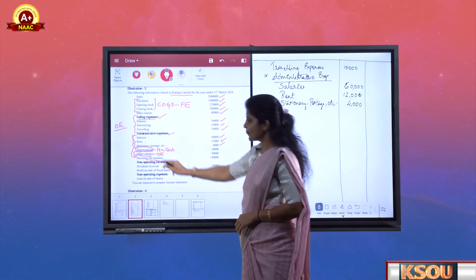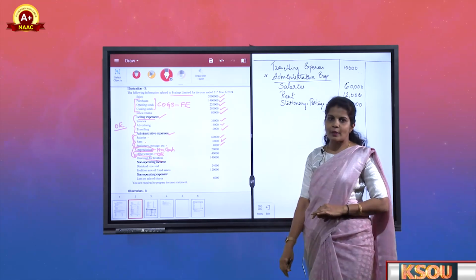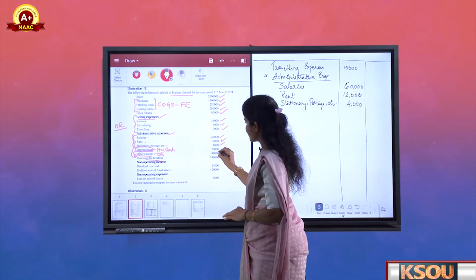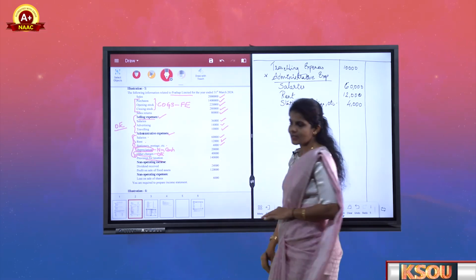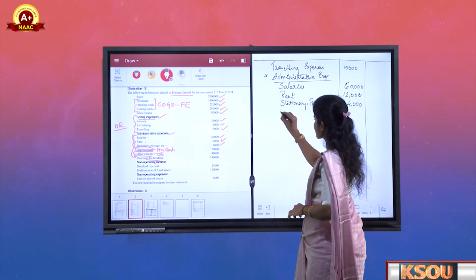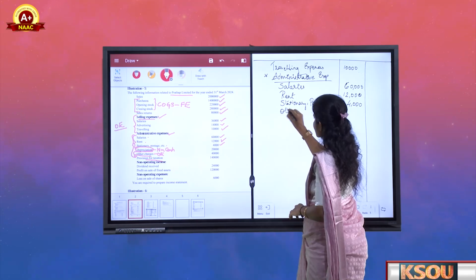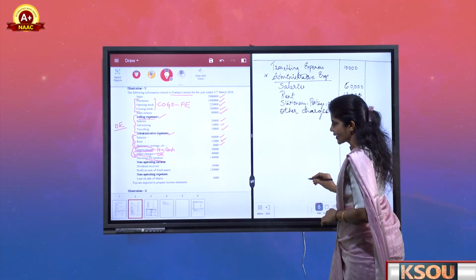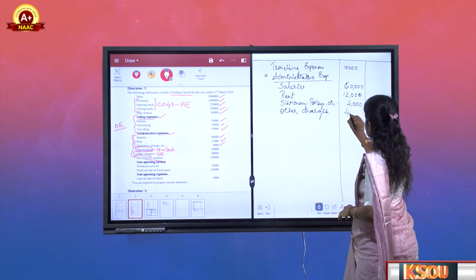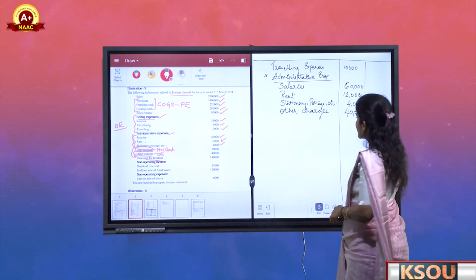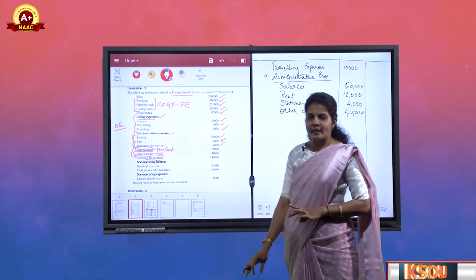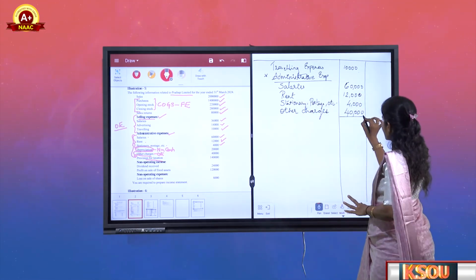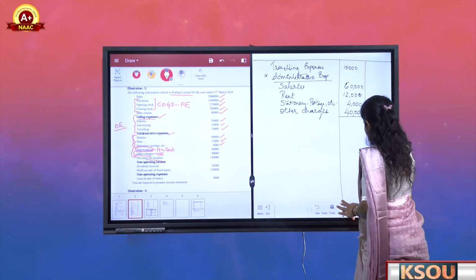Next, we have depreciation. As I said, depreciation will not be considered directly as an operating expense. So I am not considering that depreciation of 20,000. So we have other charges of 40,000. Let us take that also as operating expenses. Other charges are 40,000. Okay. So all these are the operating expenses. We have to take the total of all these operating expenses. Let us take the total.